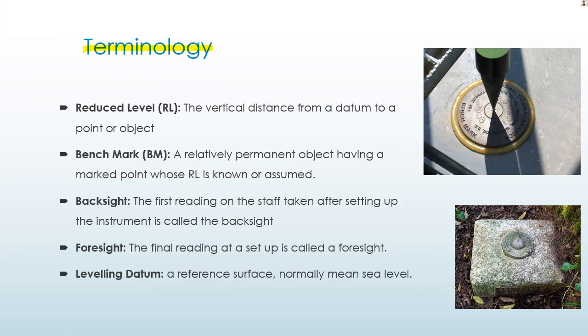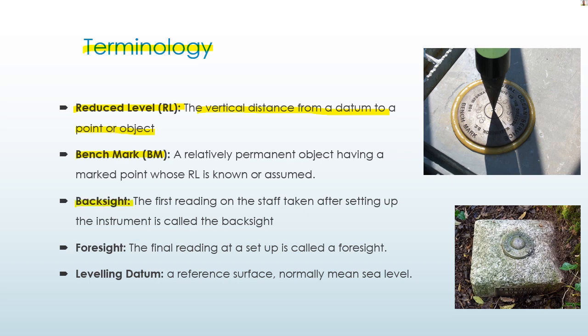Some terms and definitions in differential leveling. Reduced level: that's the elevation or the vertical distance from a datum to a point or object. We are going to use the term reduced level quite a lot. Benchmark: we will need to use the benchmark, a point of known reduced level, to calculate the reduced levels of points of unknown elevations.